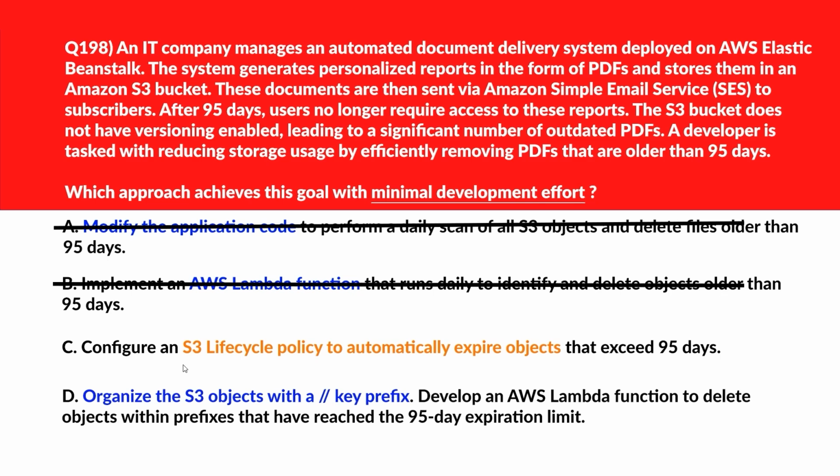C says configure an S3 lifecycle policy to automatically expire objects that exceed 95 days. Looks good because S3 lifecycle policies automate object expiration or deletion with minimal effort and no additional development. Let's keep it. We'll move to D.